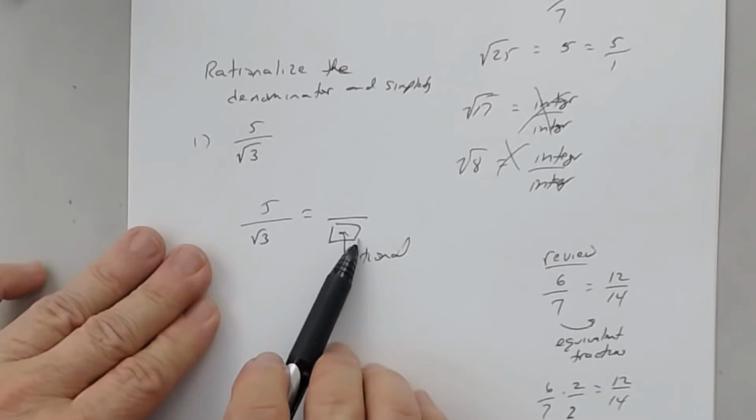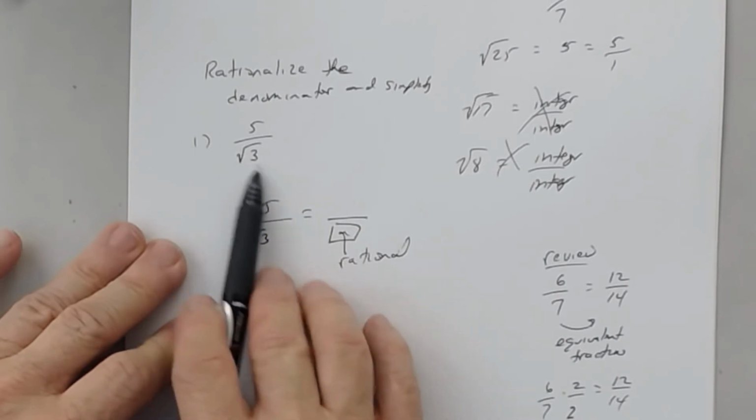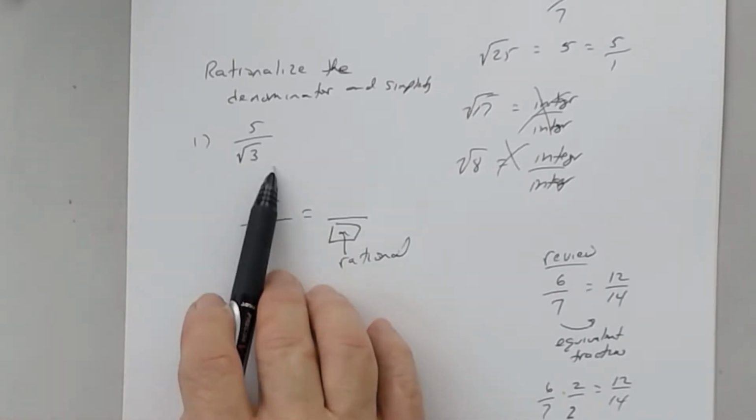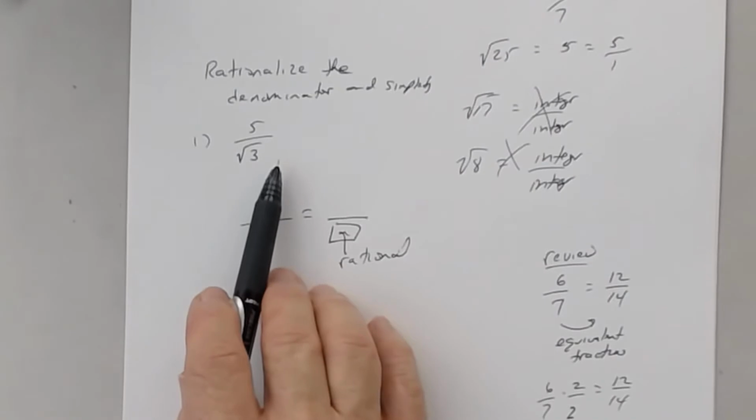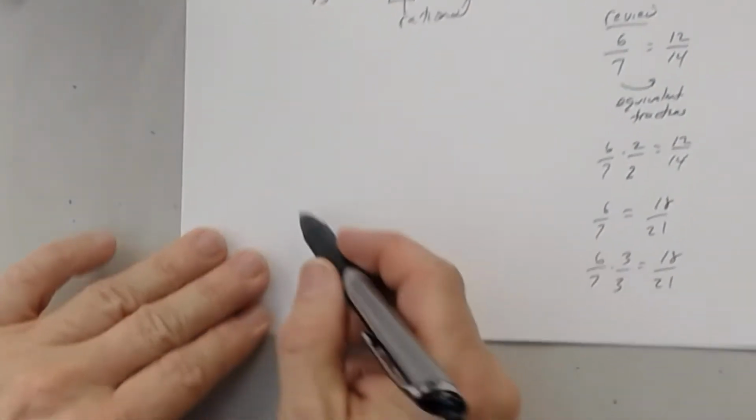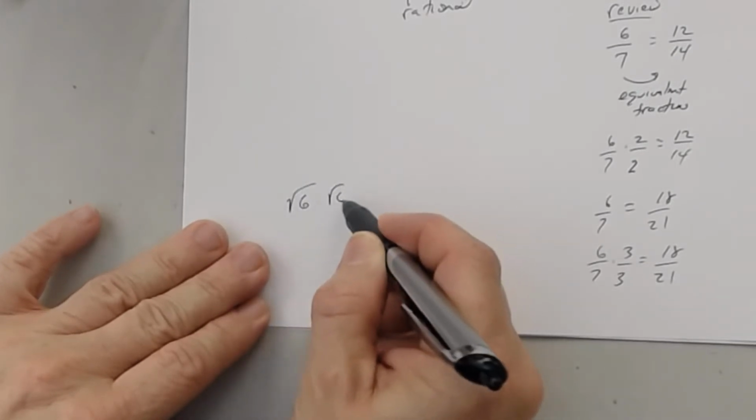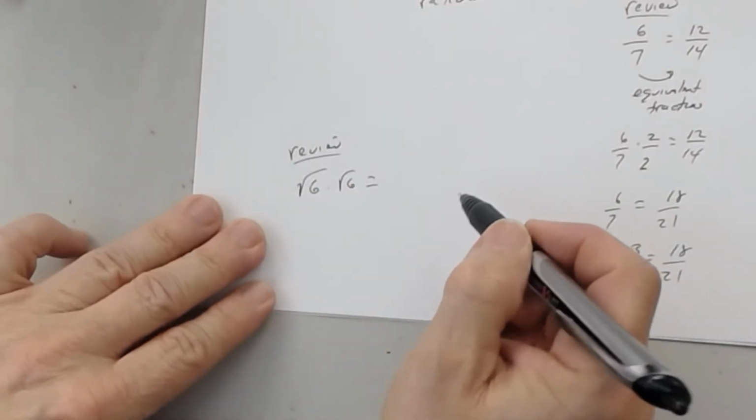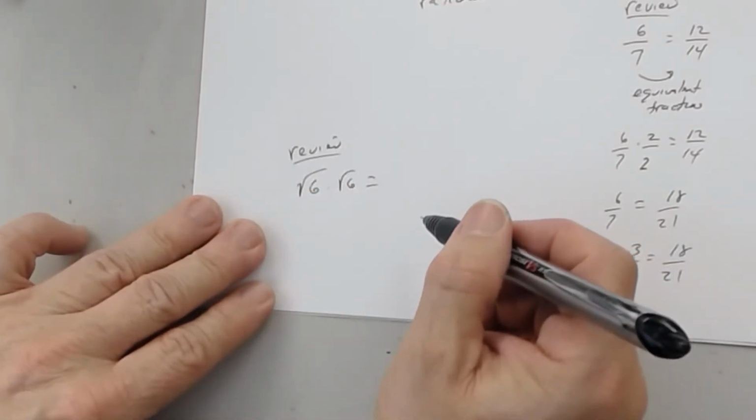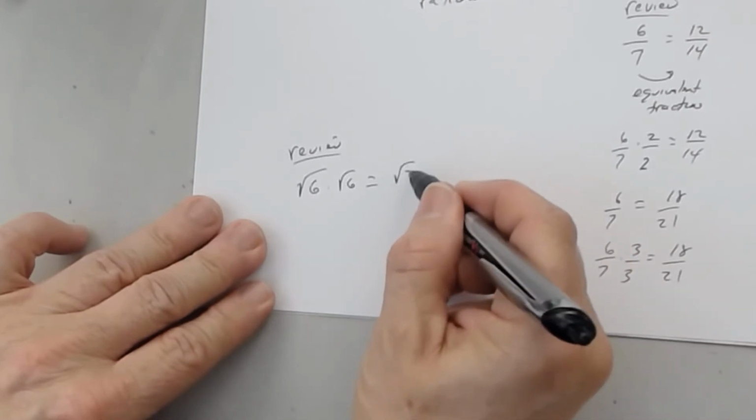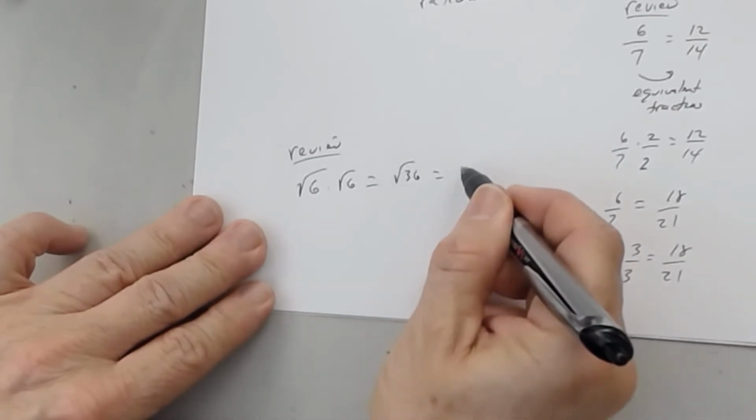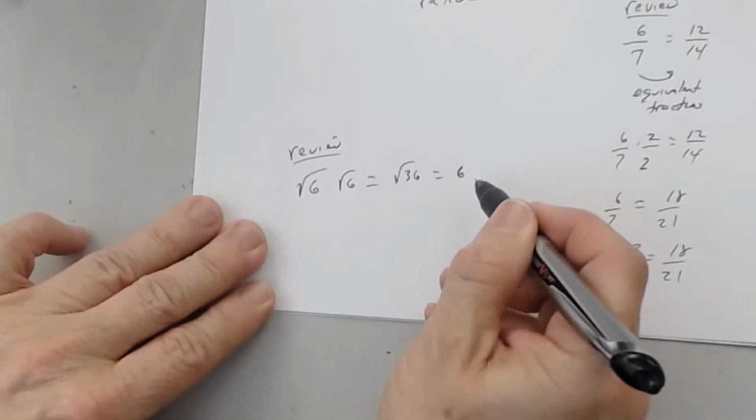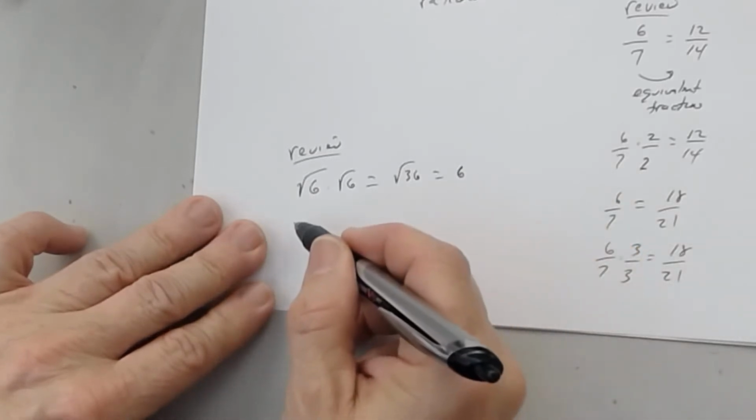Rational. All right, now listen carefully. How many terms do you see in the denominator? 1. Whenever it's just one term, that's the easy kind. All right, now we're going to remember some things. What is the square root of 6 times the square root of 6? That's another review. And it's not the square root of 12. It's the square root of 36. Which is what? 6. Right? Now, I want you to notice a pattern.